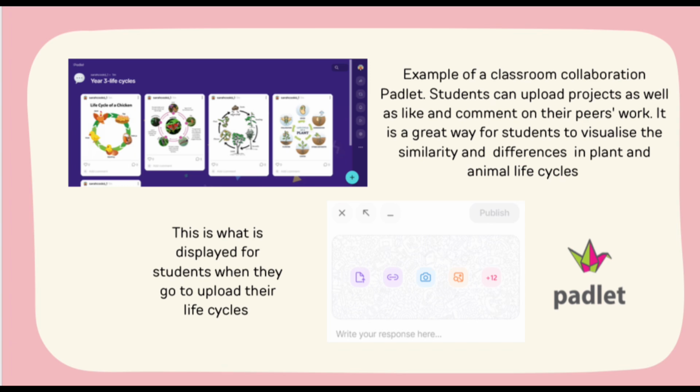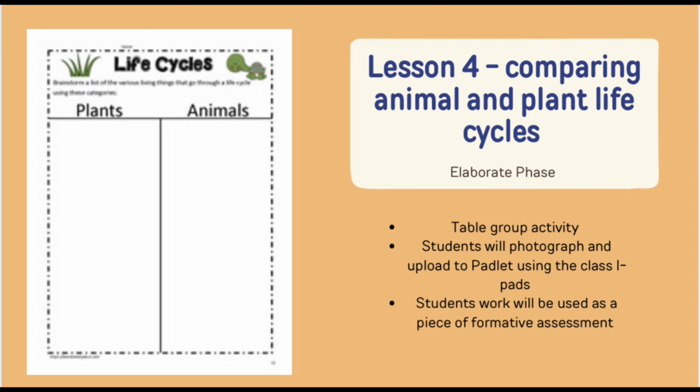When students upload their life cycles to Padlet, it provides the entire class with a central place where they can learn from each other's research. Lesson 4 will focus on collaborative learning and will be part of the elaborate phase of the 5 E's. Students will work in a group of 3 to 4 to develop a Venn diagram discussing the key similarities and differences between animal and plant life cycles.